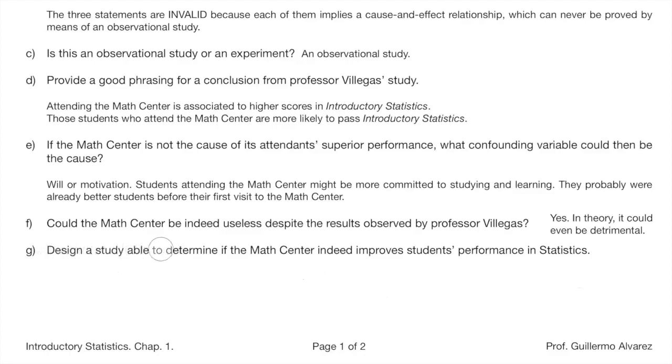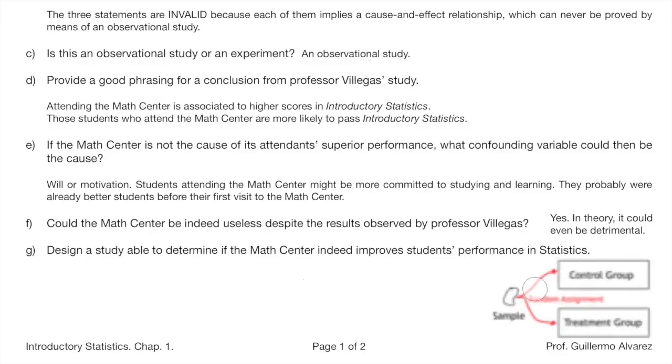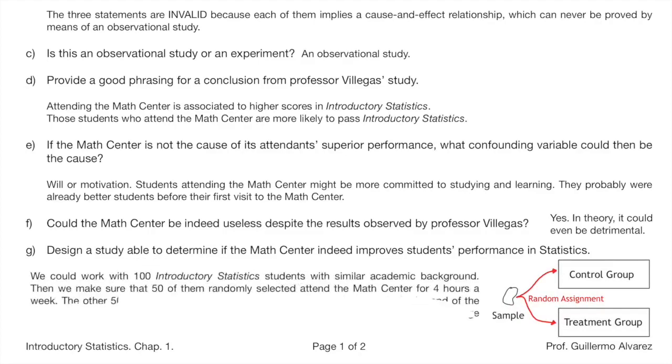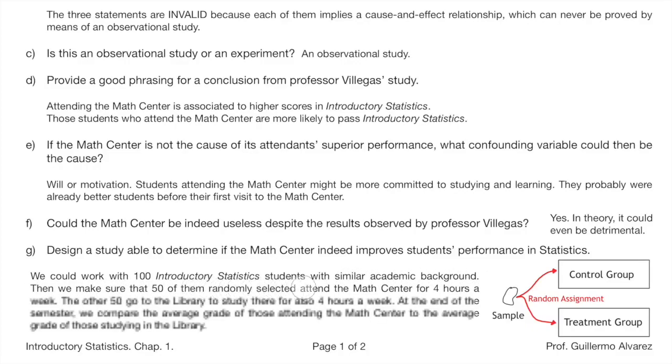Design a study able to determine if the math center indeed improves a student's performance in statistics. This must be done with a well-designed experiment. We could work with 100 introductory statistics students with similar academic background. Then we make sure that 50 of them randomly selected attend the math center for 4 hours a week. The other 50 go to the library to study there for also 4 hours a week. At the end of the semester, we compare the average grade of those attending the math center to the average grade of those studying in the library.